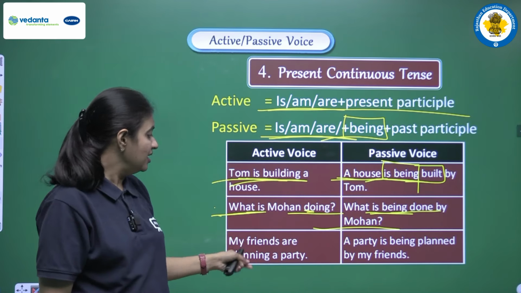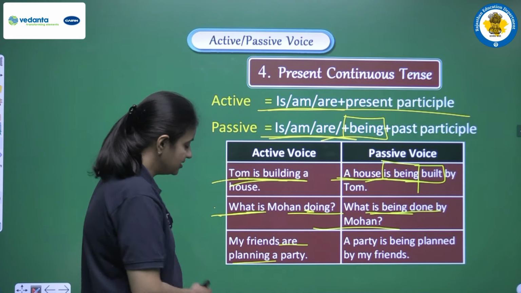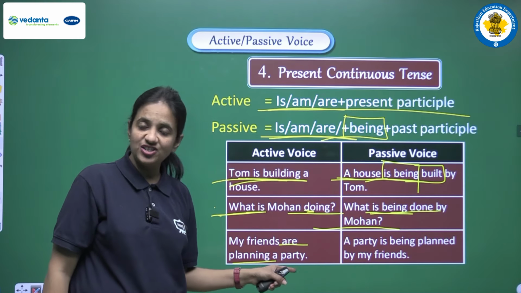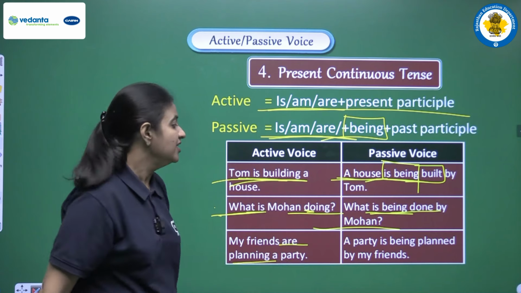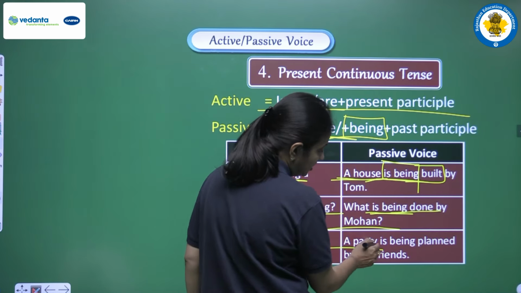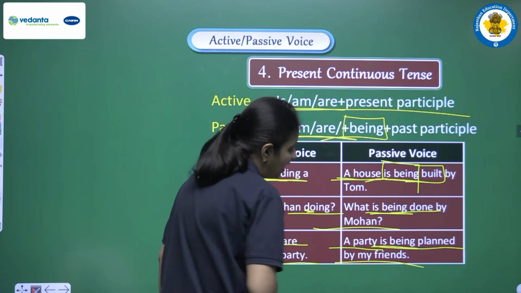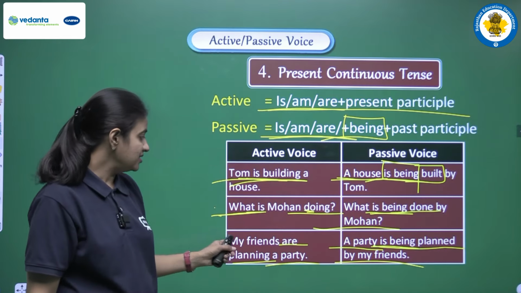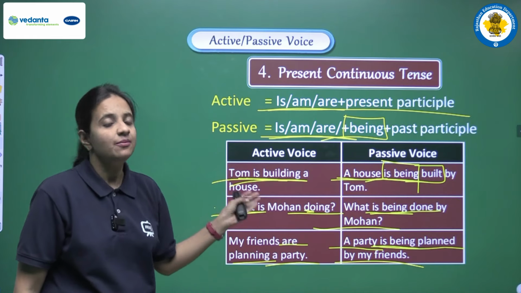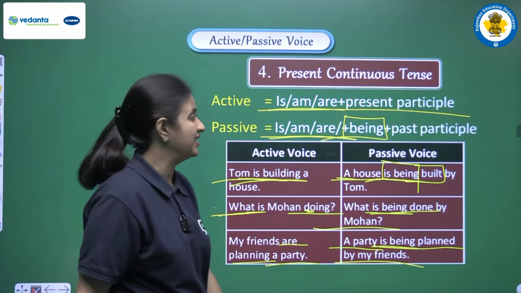One more example, my friends are planning a party. So are as a helping verb and first form plus ing, it means present continuous tense. So yes, object is a party and party is a singular thing, so we will use is being. Third form will be planned by my friends. So sentence is my friends are planning a party. Passive voice will be a party is being planned by my friends.